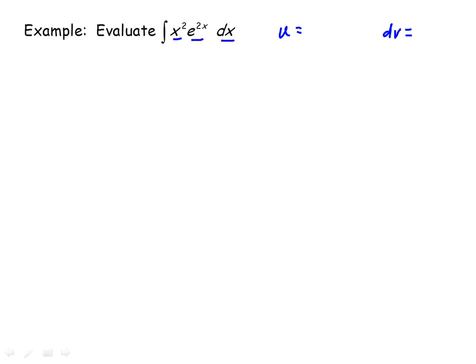As long as u is what? As long as u is x. It's not going to be x. So what do you have to do? We are going to let dv be e to the 2x dx, and we are going to let u be x squared. So du, this is the easy part, is going to be 2x dx. That's the easy part.